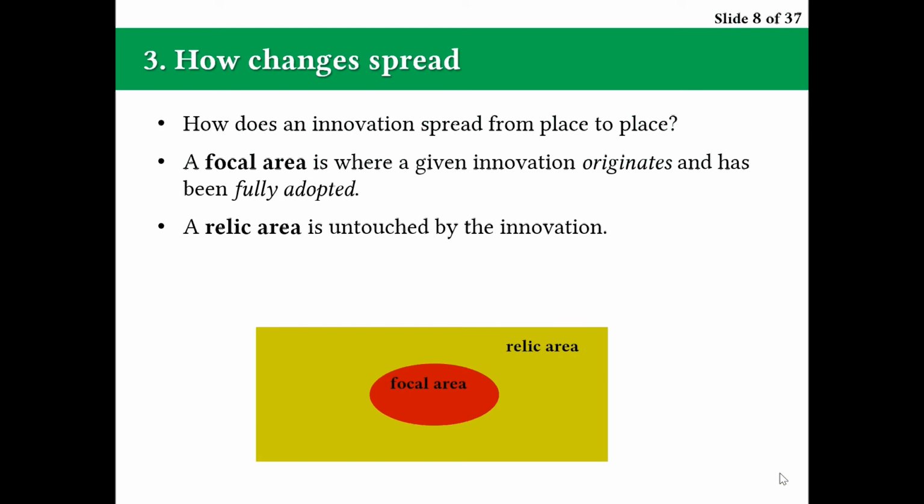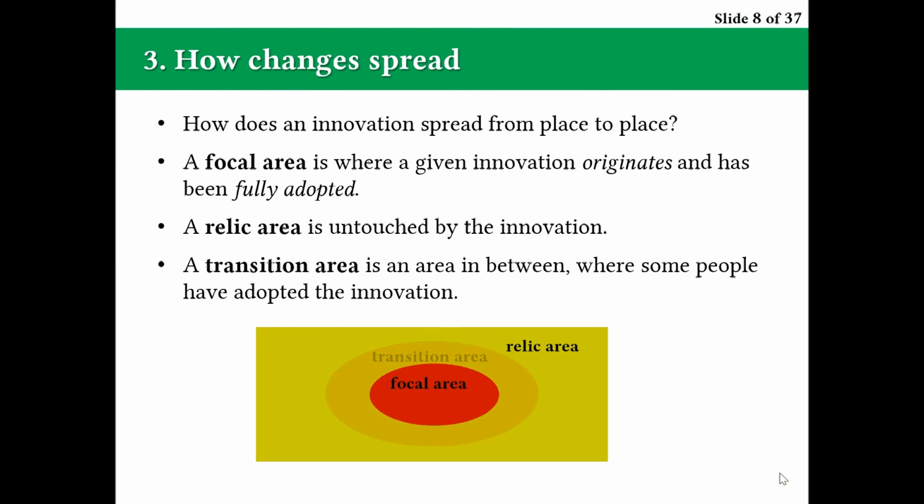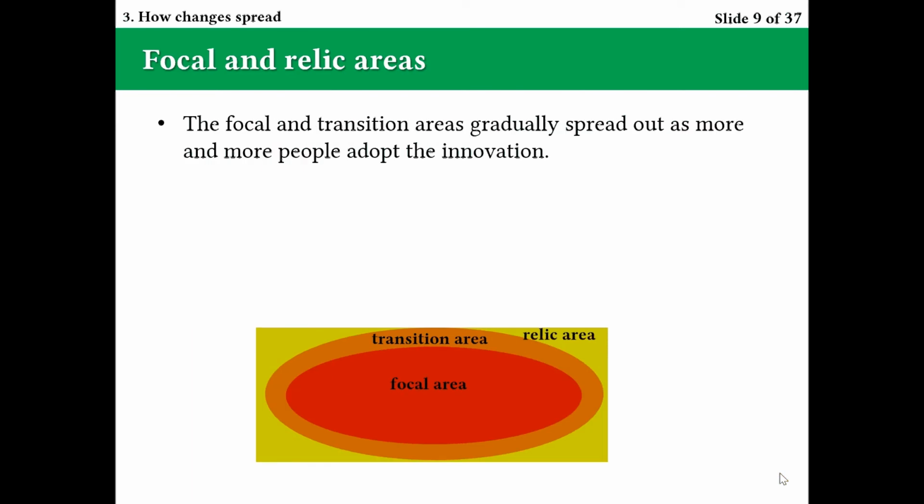And then the relic area is the area that the innovation hasn't spread to. So it's an area that hasn't been touched by the innovation. And then quite often there's going to be an area in between, where some people have adopted the innovation and other people haven't. And this is called the transition area. So we have a focal area where the change has been fully adopted, transition area where some people have adopted it, and the relic area where it hasn't yet reached. What tends to happen is that if this is a change that keeps spreading, then the focal area spreads out farther and farther as more people adopt the innovation, and so does the transition, as it makes new inroads into what used to be the relic area.